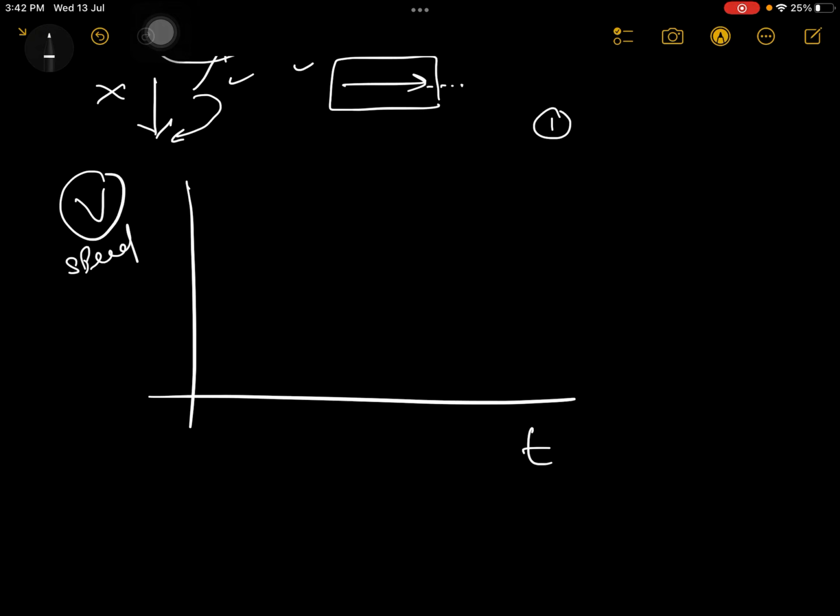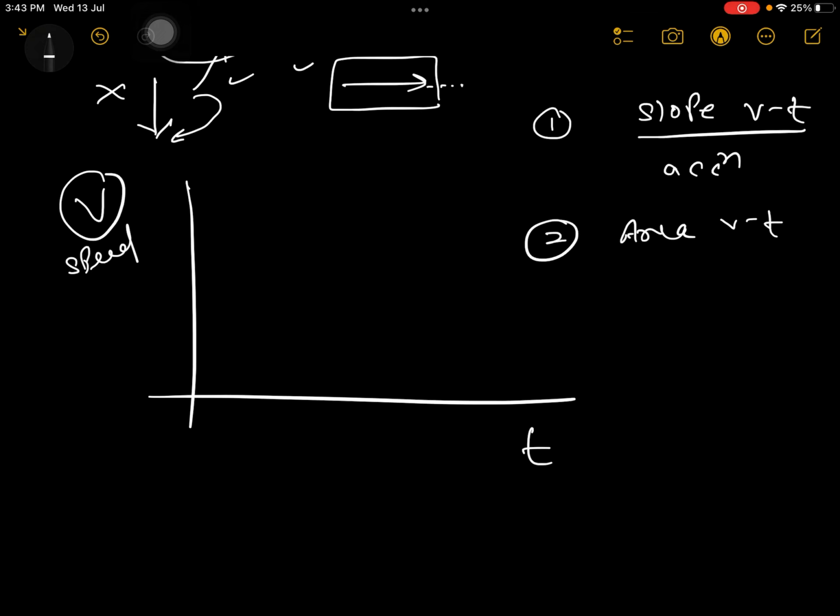But that does not mean velocity and speed have the same meaning. No, they don't have the same meaning. Velocity contains direction, so there is always a difference. So first thing you keep in mind, if I find the slope of the V-T graph, this is going to be acceleration. Second thing, if I find the area of the V-T graph, this is going to be your distance, distance or displacement also.